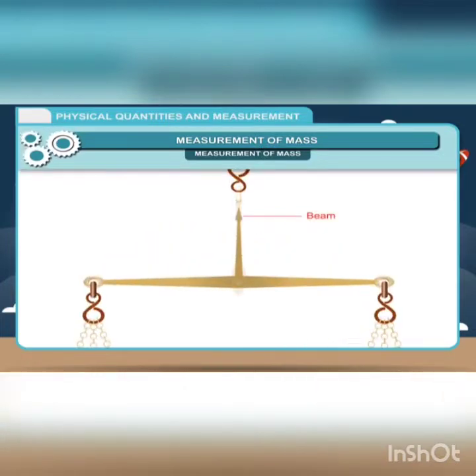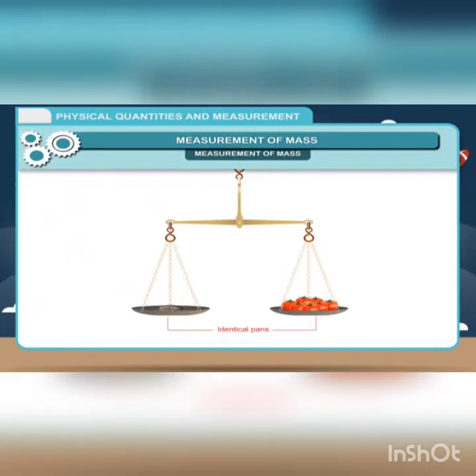It has a long beam with a support at the center and two identical pans suspended at equal distances from the center of the beam. The object to be weighed is placed on one pan and standard weights are placed on the other, till both the pans are perfectly balanced. The total of the standard weights gives the mass of the object.